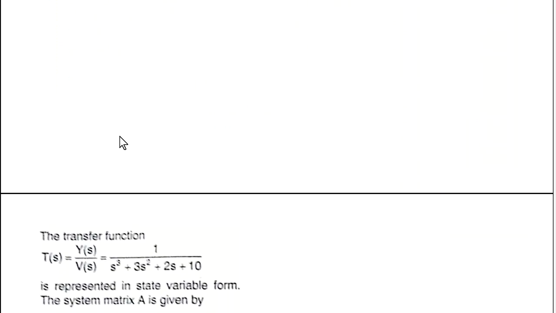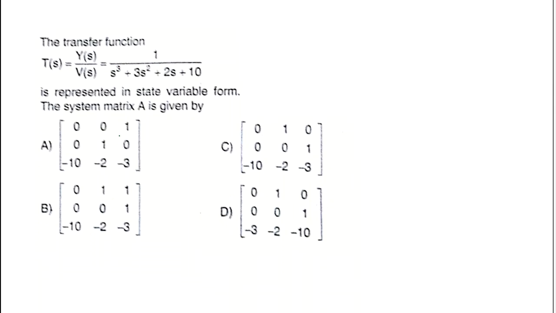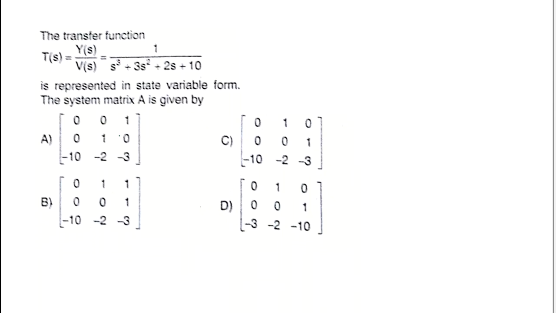Okay, this is the transfer function Y of s by V of s is equal to 1 by s cube plus 3s square plus 2s plus 10, which is represented in the state variable form. The system matrix A is given by. Generally, we write this system matrix A in the form of an identity matrix and all the coefficients here. So I'll write the basic transfer function here. Let me take b here, b is nothing but a gain value, c3 into s cube.